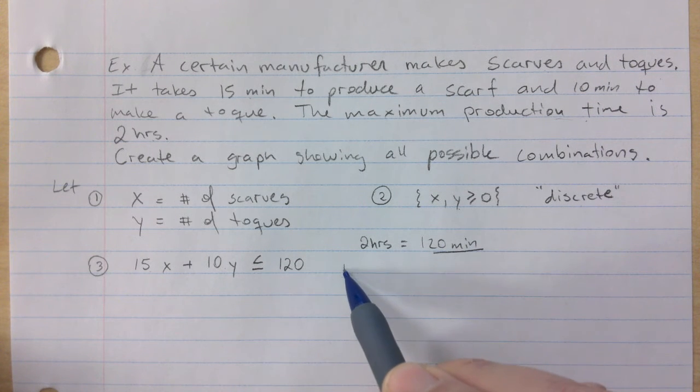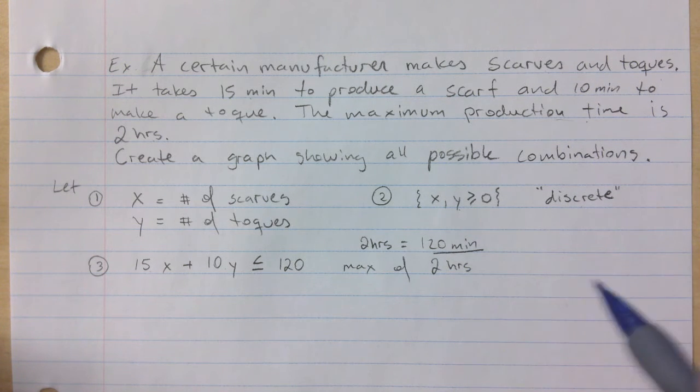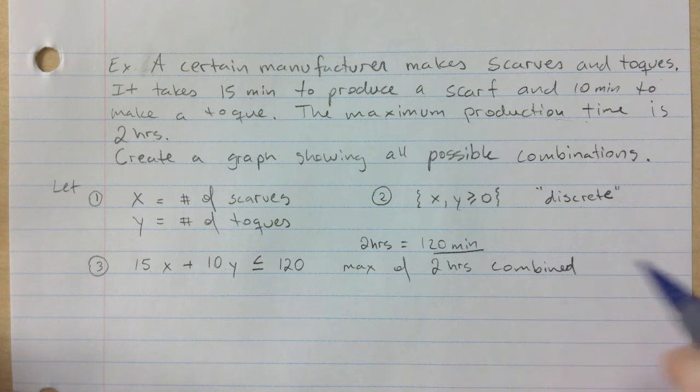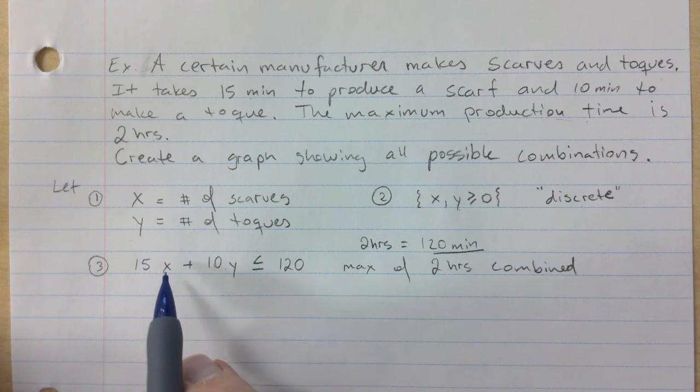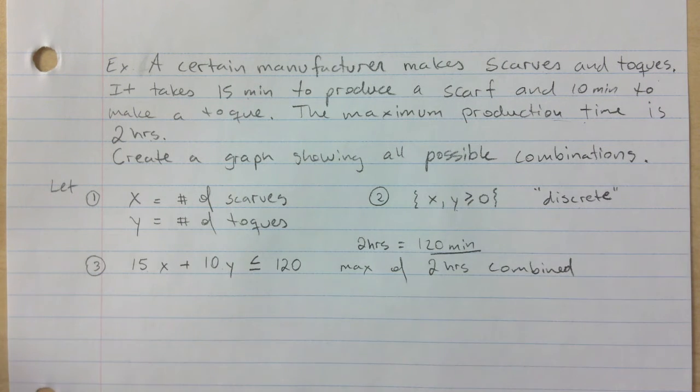So maximum of 2 hours combined, right? So they could choose to make 0 of one and just focus on the other product, on toques. It doesn't matter, but the combination of the two can be a maximum of 120, okay? All right, so now we'll just start graphing this.